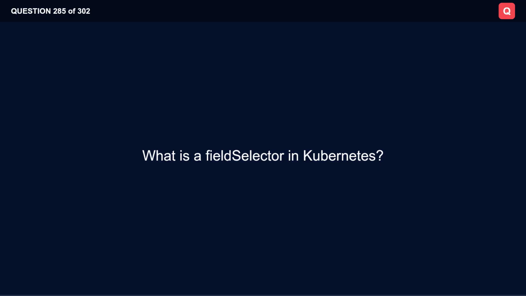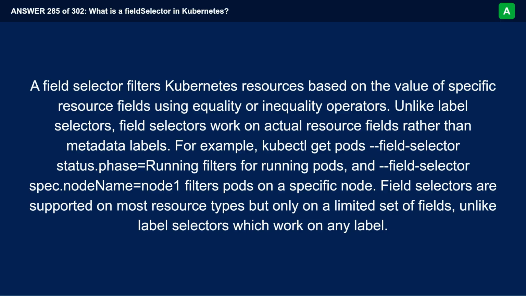What is a field selector in Kubernetes? A field selector filters Kubernetes resources based on the value of specific resource fields using equality or inequality operators. Unlike label selectors, field selectors work on actual resource fields rather than metadata labels. For example, kubectl get pods --field-selector status.phase=Running filters for running pods, and --field-selector spec.nodeName=node1 filters pods on a specific node. Field selectors are supported on most resource types, but only on a limited set of fields, unlike label selectors which work on any label.